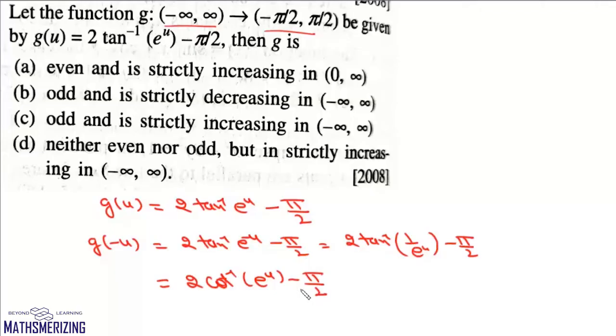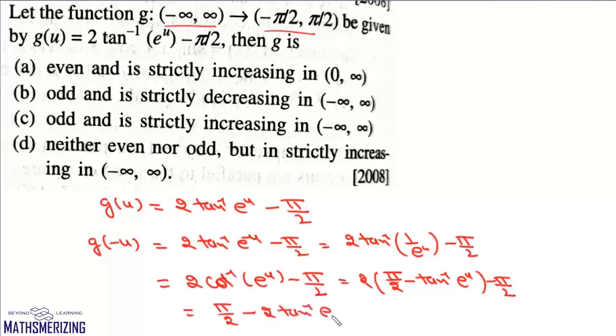Now we also know that cot inverse x is pi by 2 minus tan inverse x. So it will be 2 times pi by 2 minus tan inverse e to the power u, minus pi by 2. So it will be pi by 2 minus 2 tan inverse e to the power u, which is nothing but minus g(u). That means this function g(x) is an odd function.